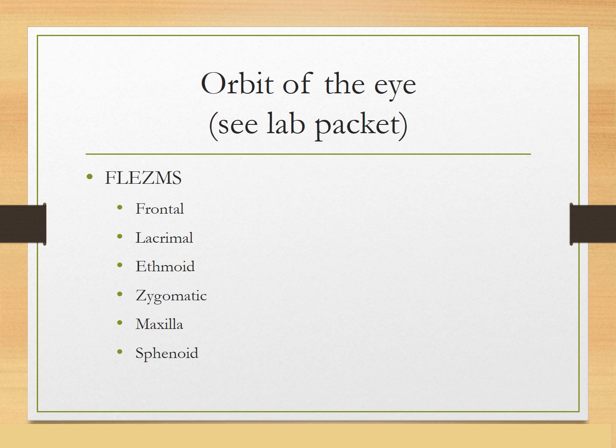There are 6 bones that form the bony orbit of the eye. Now, some books will also include the palatine bone, but that has a very minor role, so we go with the mnemonic phlesms. Phlesms meaning frontal, lacrimal, ethmoid, zygomatic, maxilla, and sphenoid. So this is the orbit of the eye, the area where your eye resides.